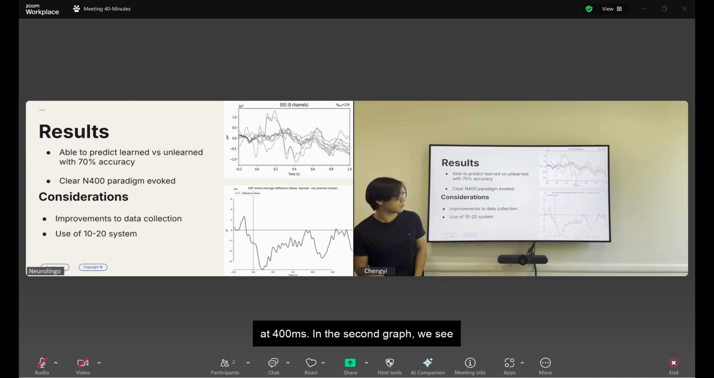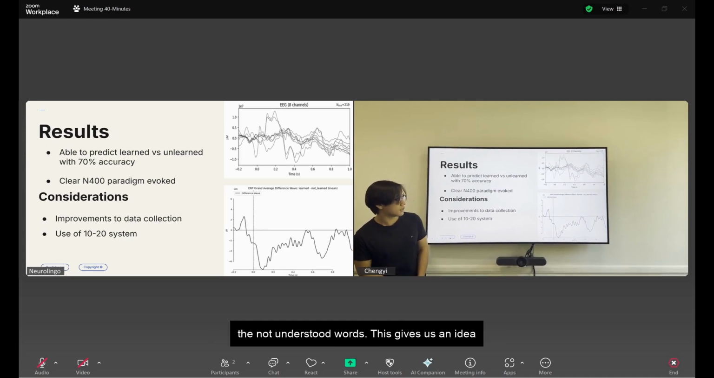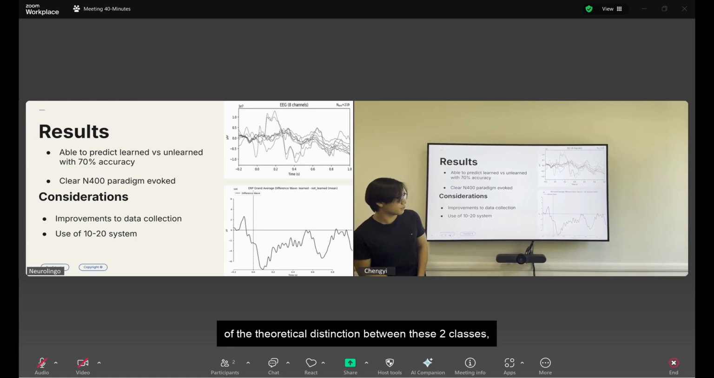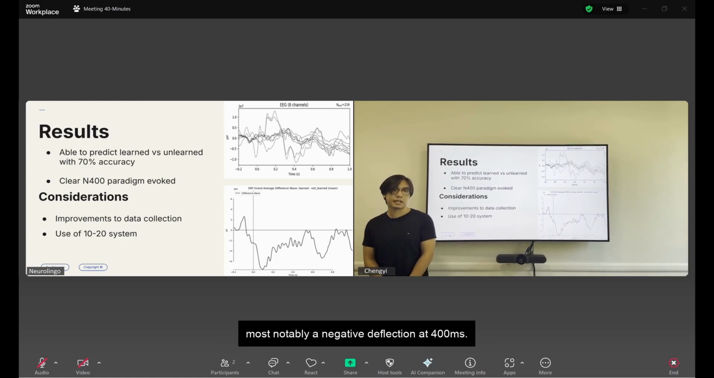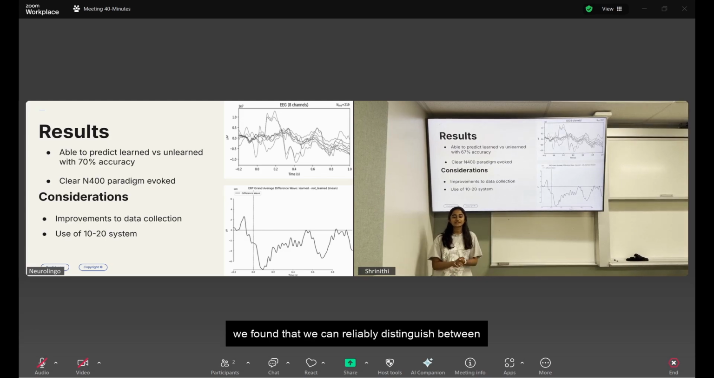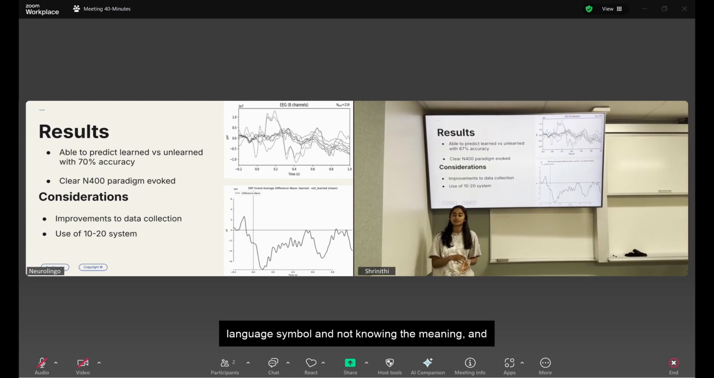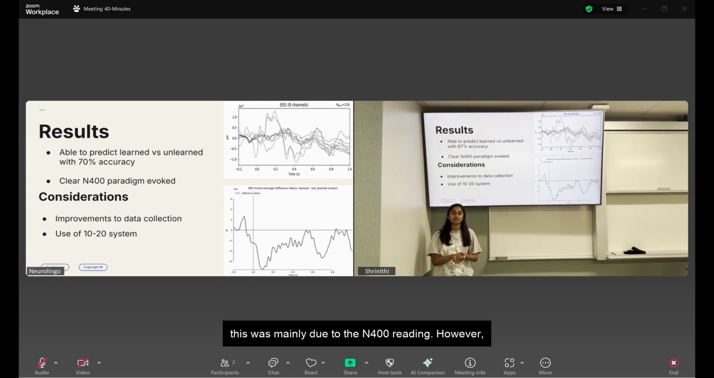In the second graph, we see the difference between the understood words and the not understood words. This gives us an idea of the theoretical distinction between these 2 classes, most notably a negative deflection at 400 milliseconds. So we found that we can reliably distinguish between brain activity for knowing the meaning of an artificial language symbol and not knowing the meaning, and this was mainly due to the N400 reading.